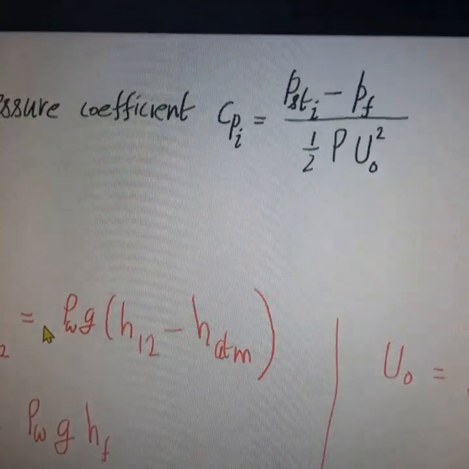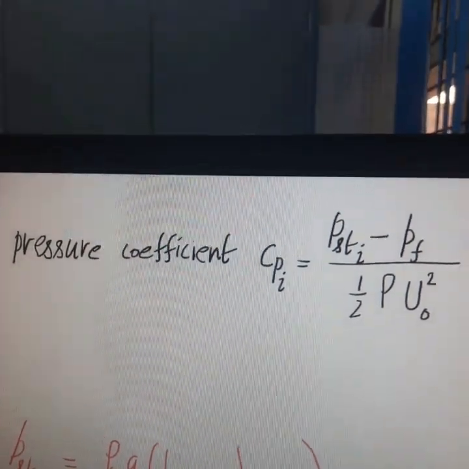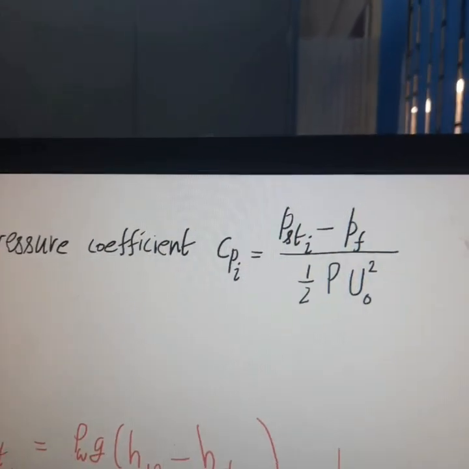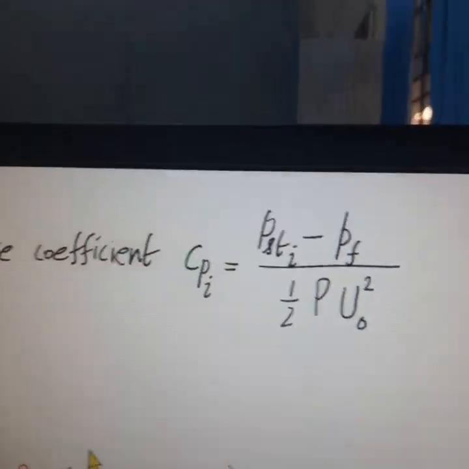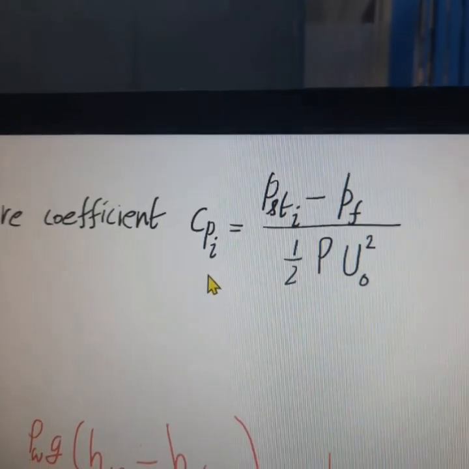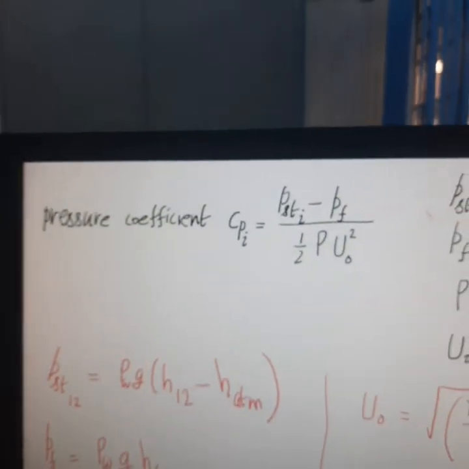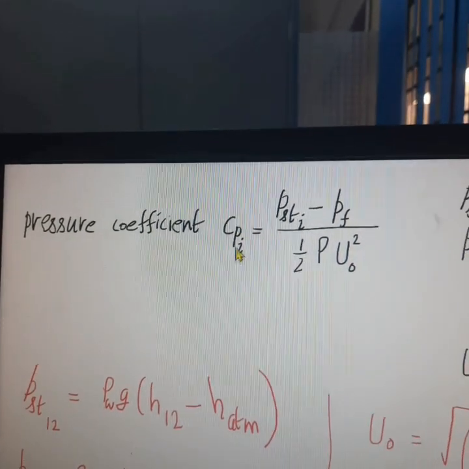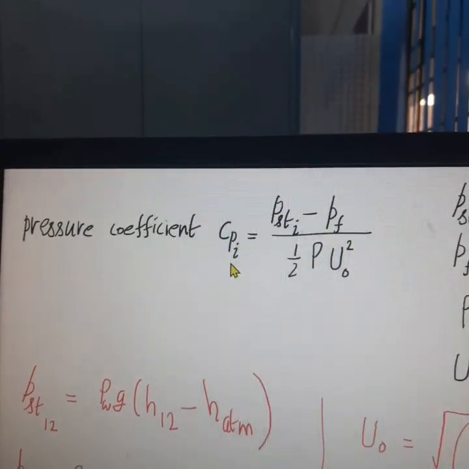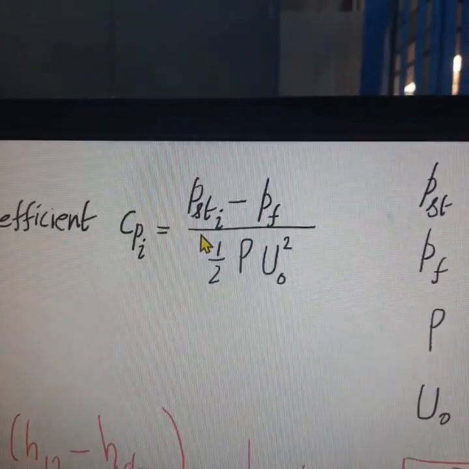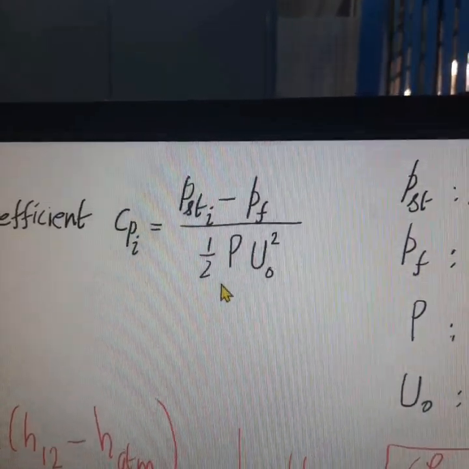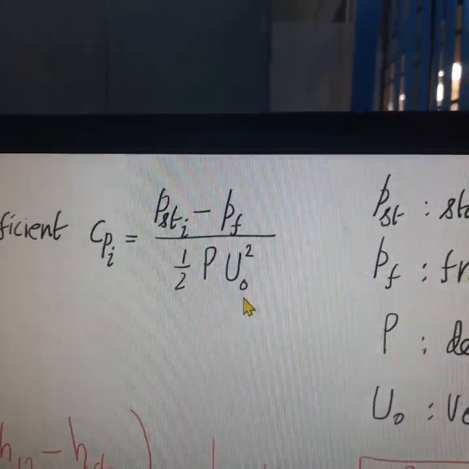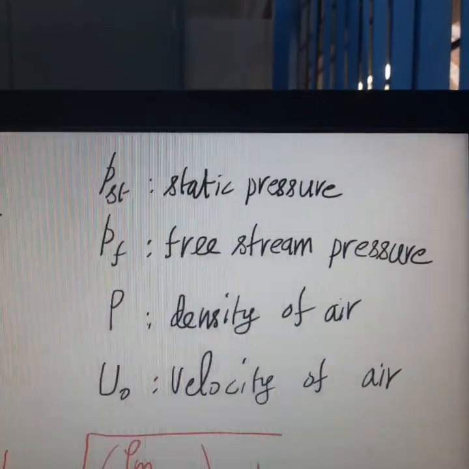We need to find the pressure coefficient acting at each and every point over the aerofoil. Here we have drilled 12 pressure tapping points, so we have to find the pressure coefficient at 12 points over the aerofoil. The formula to be used is shown here. Cp at the ith point, the pressure coefficient at the ith point, is given by the static pressure of air at the ith point minus the free stream pressure, divided by half into rho of air into the square of the velocity of air. These are the nomenclature.